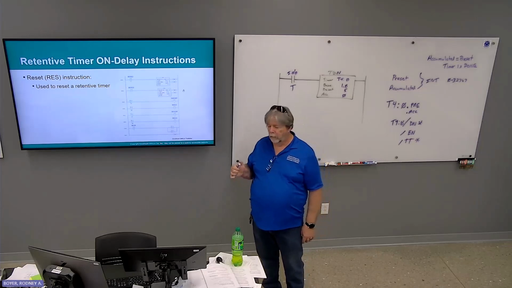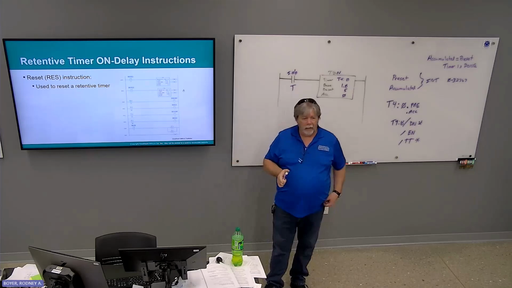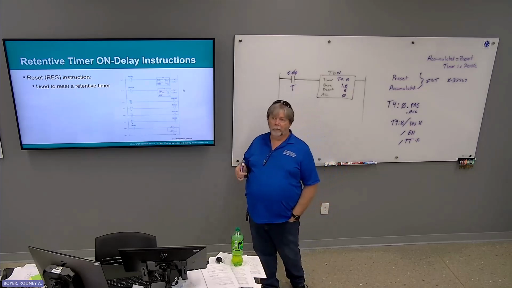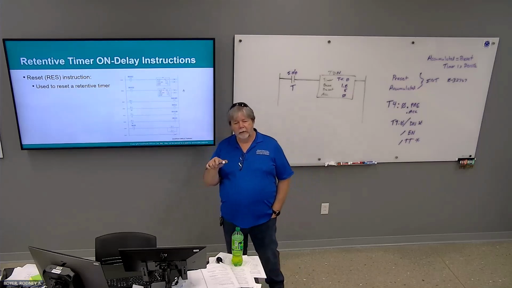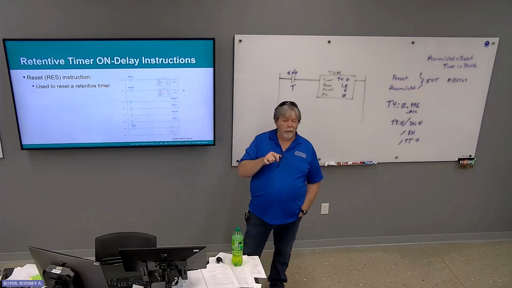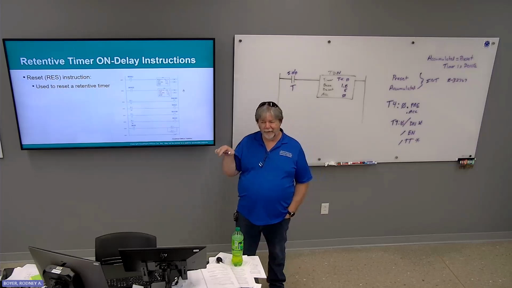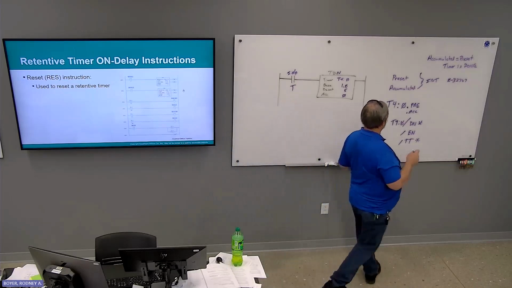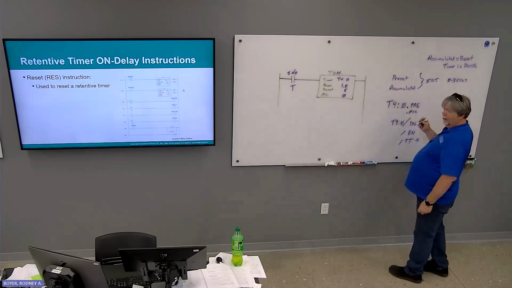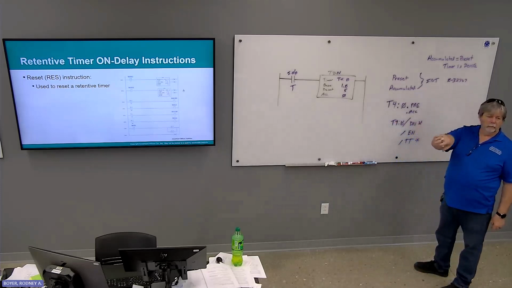Okay. The only way to clear that, well, there are 2 ways. You can move a 0 into the accumulated value. But technically the way you're supposed to do it is to reset that timer. So the reset instruction, it's in the timer counter element group.